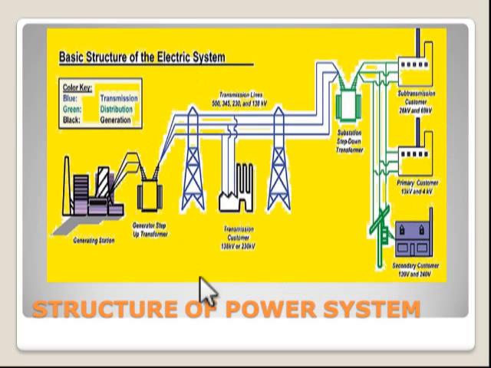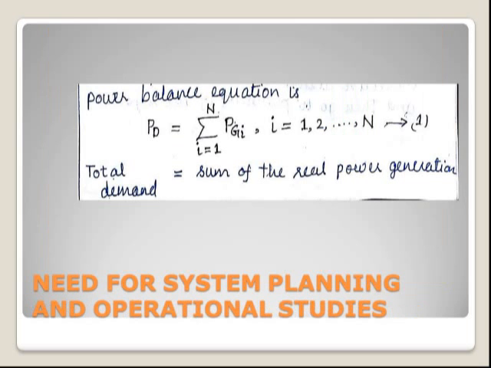So we have to form each and every machine or each and every line into per unit quantities here. It is one of the major motivations. We have to exactly equate each and every quantity as base values or per unit quantities. In the next slide we are going to discuss what planning and operational studies are required to study our power system.